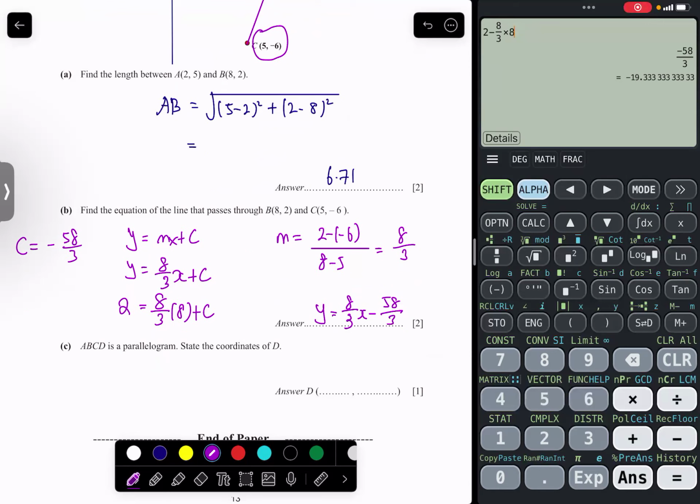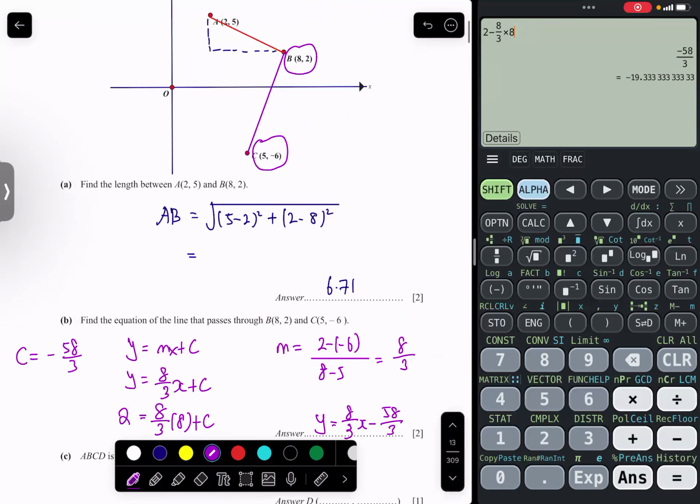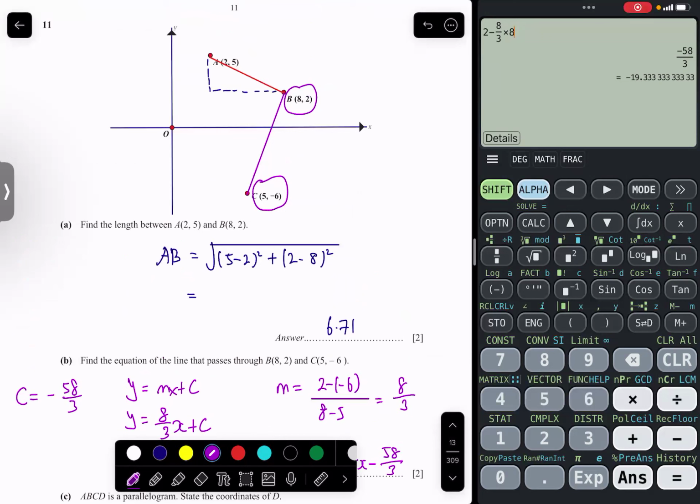Okay, ABCD is a parallelogram. State the coordinates of D. Now, the A, B, C, D. So that means D must be somewhere here. Since they are a parallelogram, they must observe the same trait. Think of it in such a way, right? This is the parallelogram, somewhere along this line, right? Now, look at how C travels to D. C travels to D must be how B travels to A.